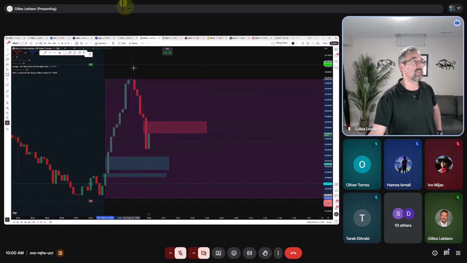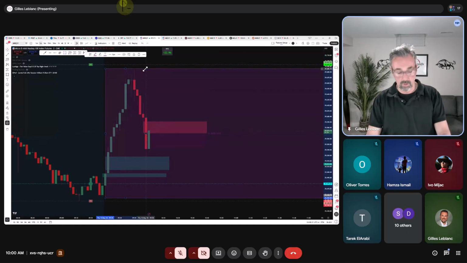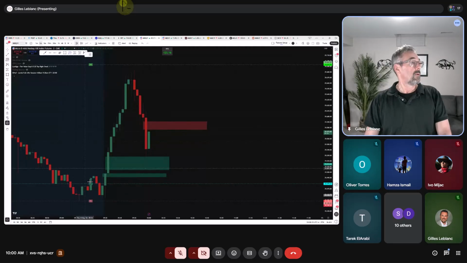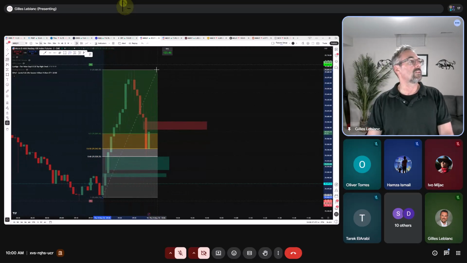On the 2-minute, let's pretend it didn't close below. Wrong tool. Fib over here, from there to there. On the 2-minute time frame, I wanted to see a dip in and then really start buying.